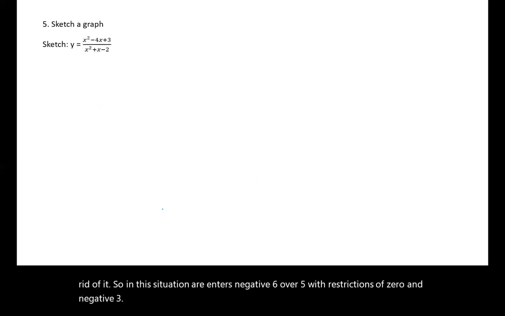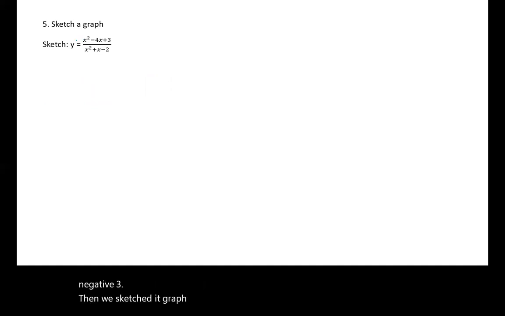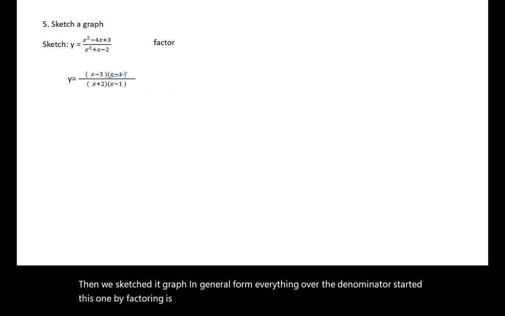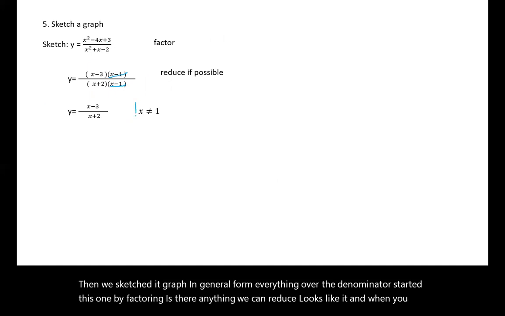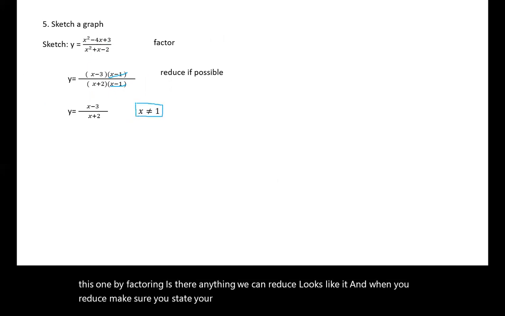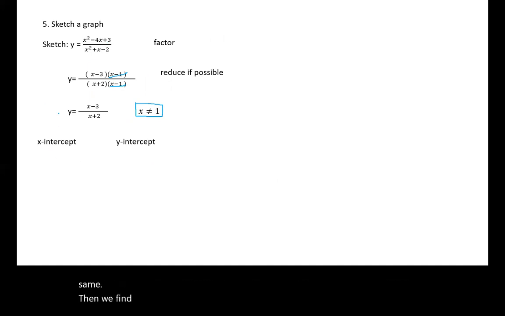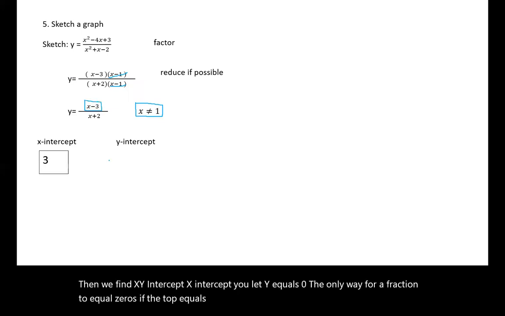Then we sketched a graph in general form, everything over the denominator. Started this one by factoring. Is there anything we can reduce? Looks like it. And when you reduce, make sure you state your restriction. Otherwise, the two functions are not the same. Then we find x and y-intercept. X-intercept, you let y equal 0. The only way for a fraction to equal 0 is if the top equals 0. So x would equal 3.